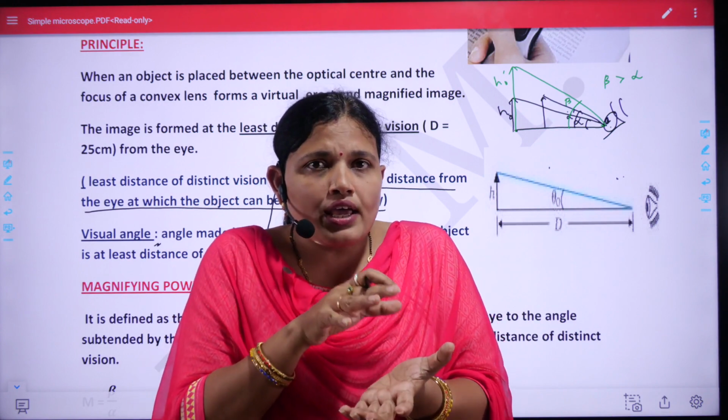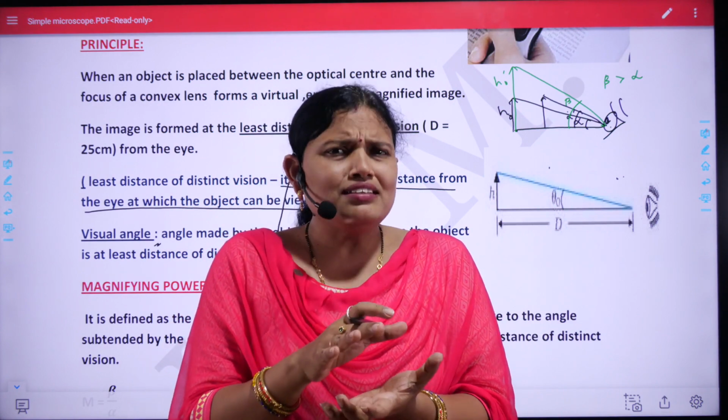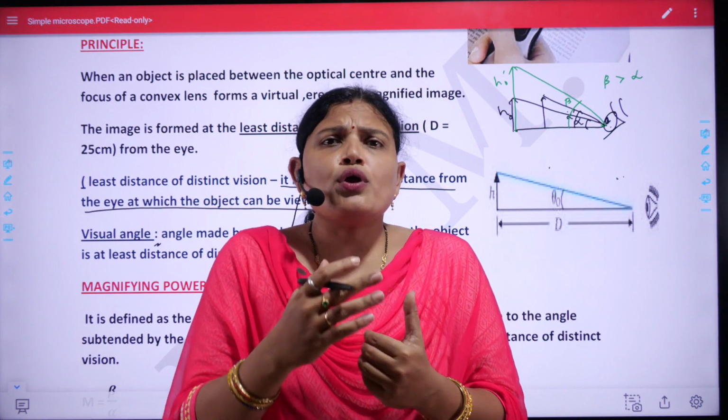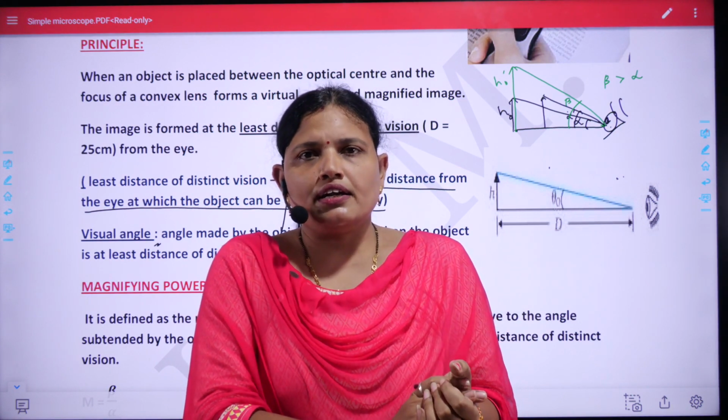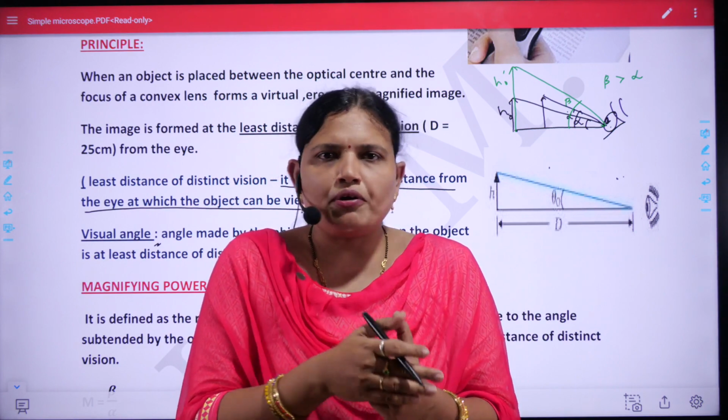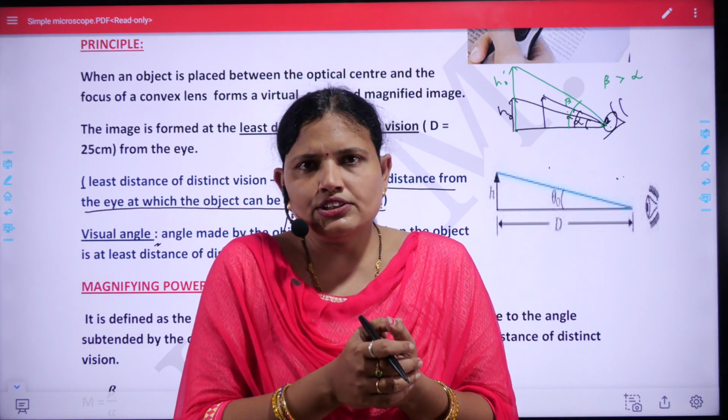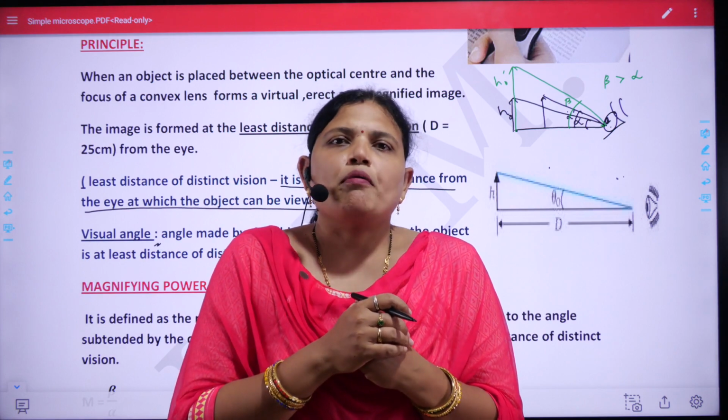So in order to magnify the image, what we have to do is increase the visual angle. What is the way to increase the visual angle? If the visual angle increases, then the size of the image will increase, or the size of the image will be magnified.